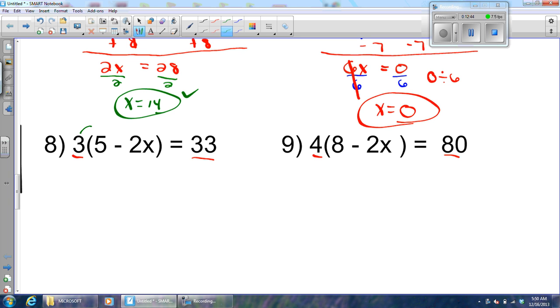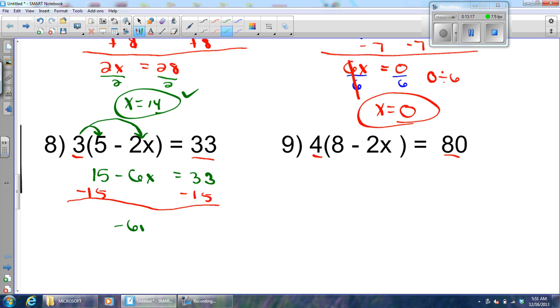I'm going to multiply 3 times the quantity of 5 minus 2x. Notice I'm not adding 2x from both sides. I'm not subtracting 5. That 5 minus 2x is trapped by the quantity because there's just 3 in front. So I'm going to get 15 minus 6x, and that's going to equal 33. And I'm going to subtract 15 from both sides. And I'm going to get negative 6x equals 18, I believe. I'll divide by negative 6, divide by negative 6, and I'll get x equal to negative 3.